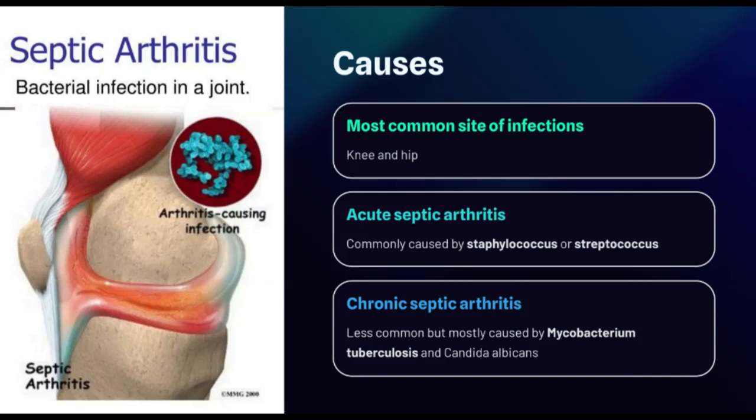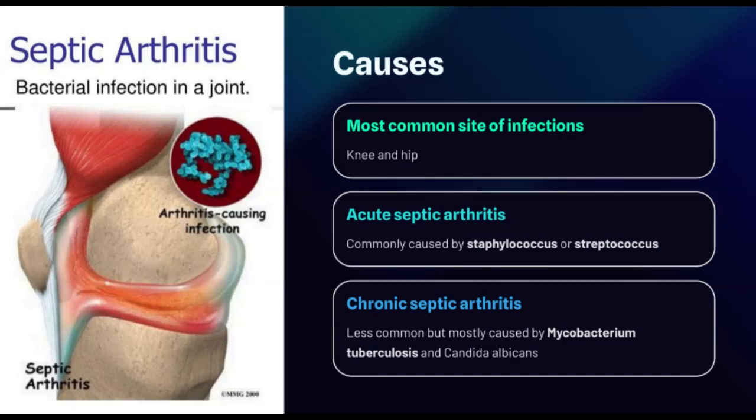At the forefront of our inquiry into septic arthritis lies the pivotal question: what precipitates the insidious invasion of joint spaces by microbial adversaries? Let us embark on this quest for understanding, beginning with the most common sites of infection. The knee and hip emerge as the primary battlegrounds in the war against septic arthritis, their complex anatomy and biomechanics rendering them vulnerable to the relentless advance of microbial invaders.